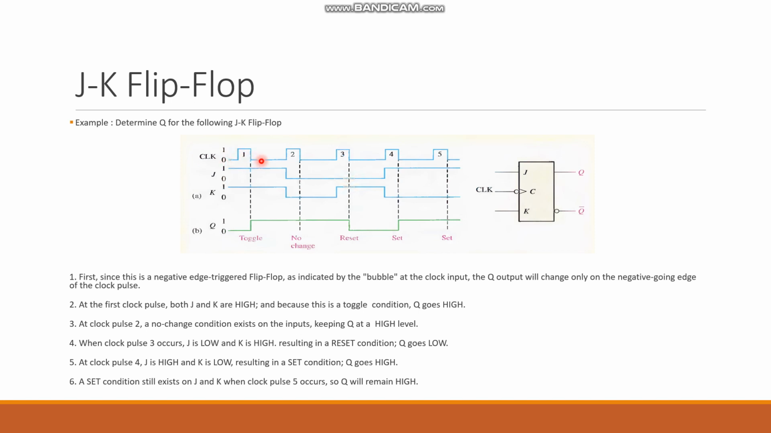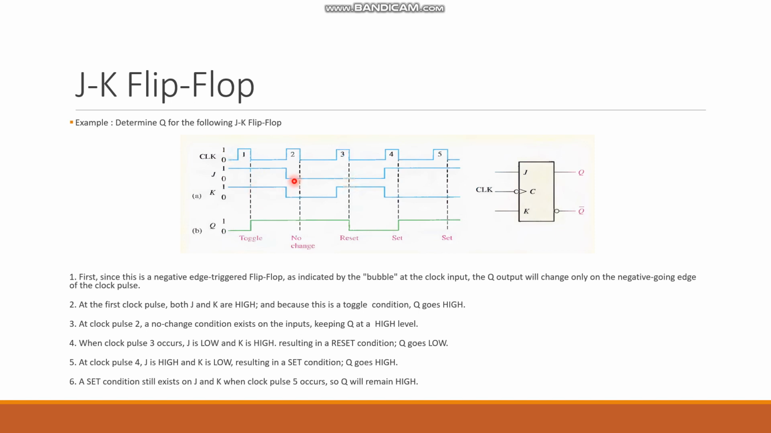So in this case, J is 1, K is 1. Look, the first output is 0 before doing anything. So when it comes to this flip-flop, J is 1, K is 1. That means toggle. That means the output is going to be the opposite of the previous output. The previous output was 0. So this output is going to be 1 because in this clock pulse, both J and K are 1.